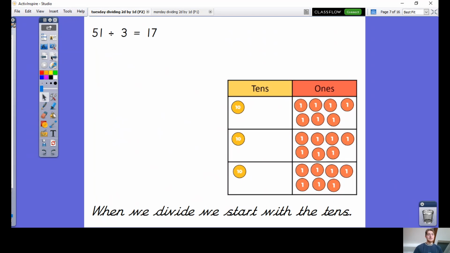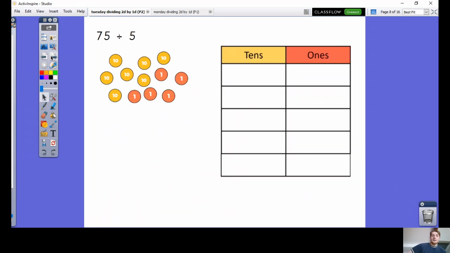Okay, right, you're going to have a go at this now. I would like you to use these place value counters to help answer this question here: 75 divided by 5. So draw out the place value chart again. Use your counters. You might remember you need to exchange. So start with the 10s and have a go at answering this question. Pause the video and do that now.